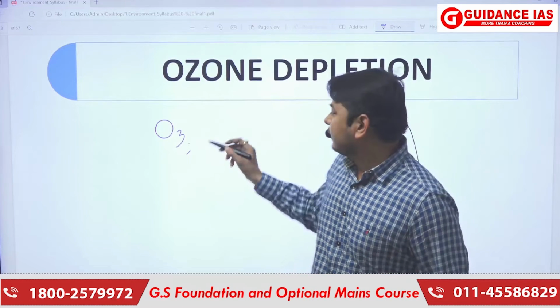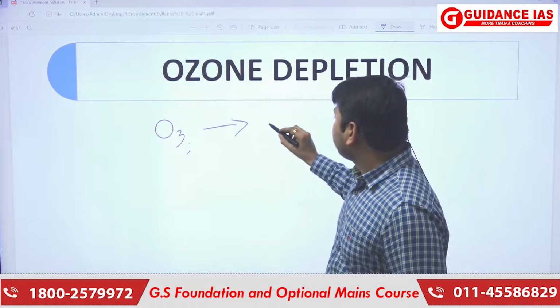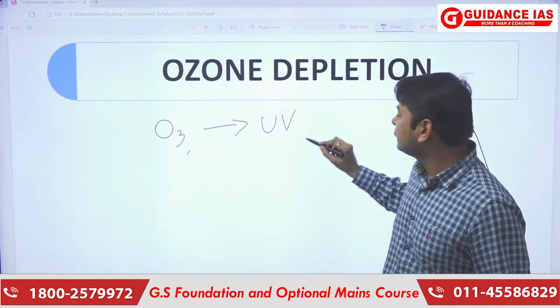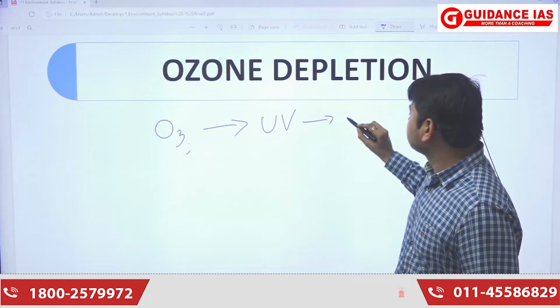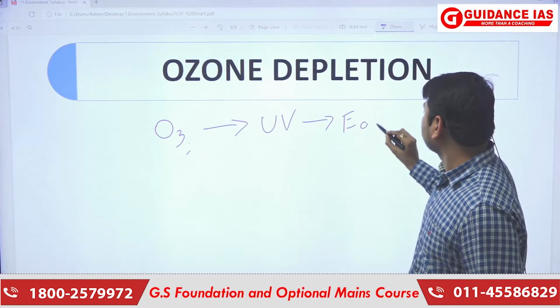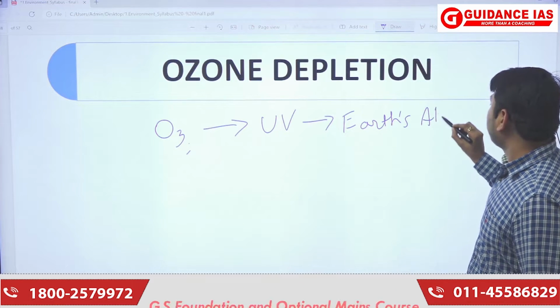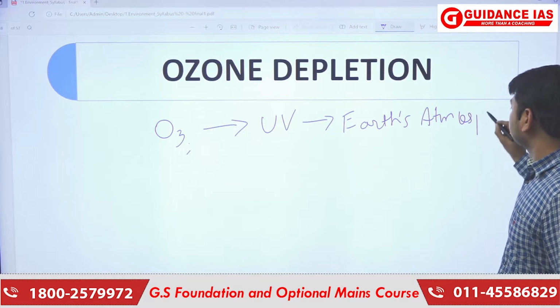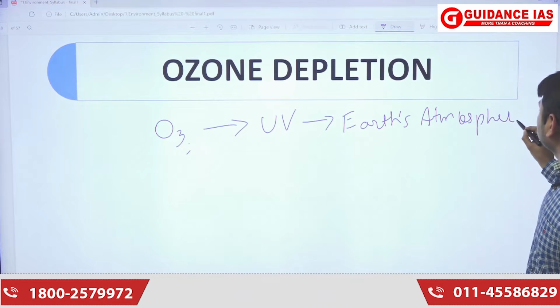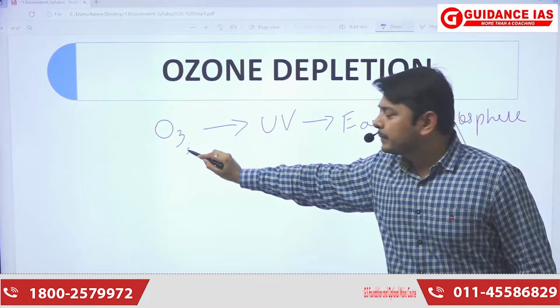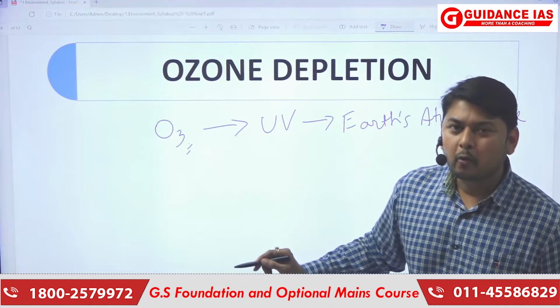Ozone basically prevents UV radiations from entering into the earth's atmosphere. So this is the basic role of O3, or ozone.